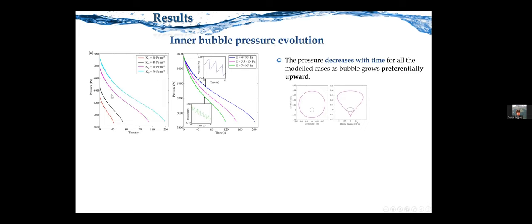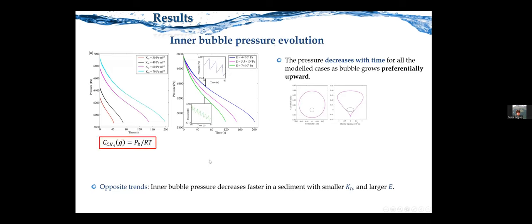So here you can see on the left chart, and also on the right chart, the evolution of the bubble pressure with time during the bubble growth, under the variability in the fracture toughness. And here is the variability in the Young's modulus. In both charts, what you can see is that, as anticipated, the pressure decreases with time for all the modeled cases because the bubble grows preferentially upwards. The second thing that you can see is the opposite trends. Inner bubble pressure decreases faster in a sediment with smaller K, but with larger E. You can see that this is a smaller K and this is the situation with larger Young's modulus. However, the reasons for that are completely different.